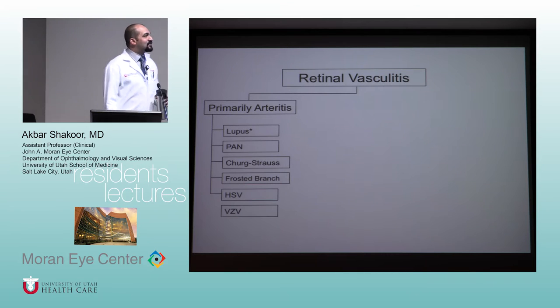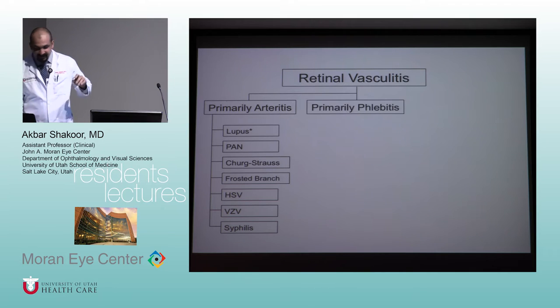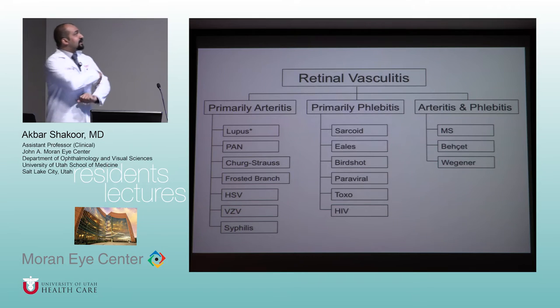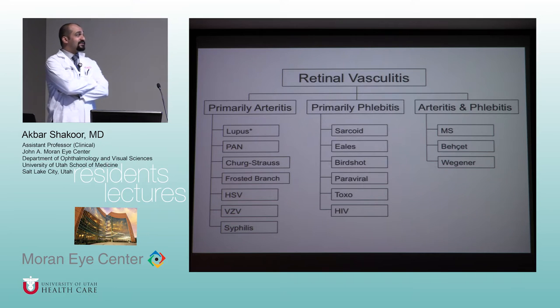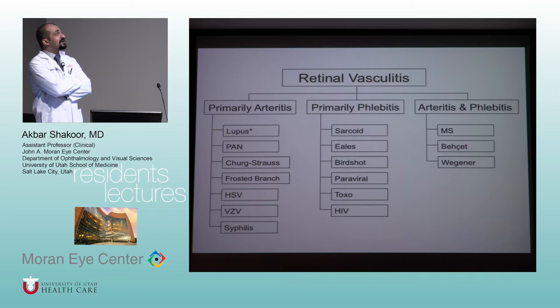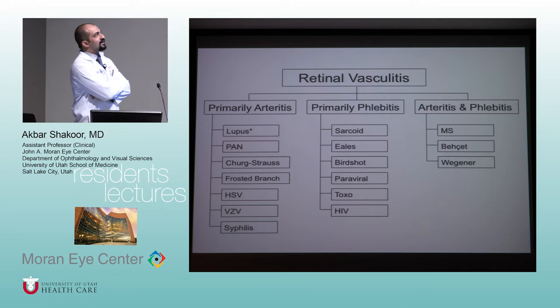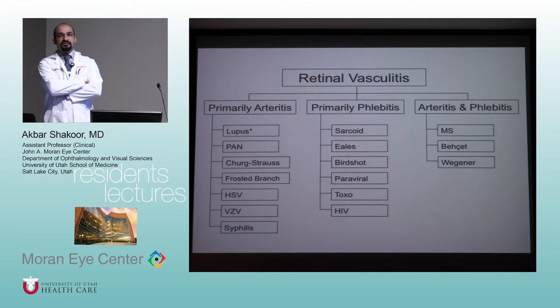Primarily arteritis does include lupus, PAN, Churg-Strauss, HSV, VZV, and syphilis. These can cause primarily arteritis. Lupus, I'll discuss this later, but really doesn't cause a vasculitis so much as it does a vasculopathy. So you have to draw the distinction. This is a microangiopathy.